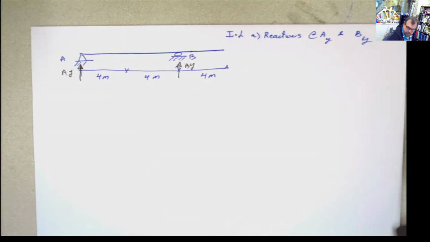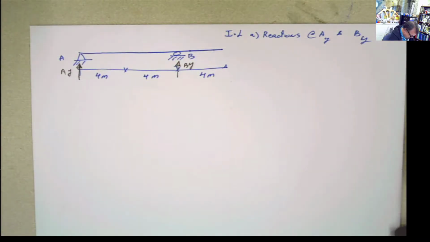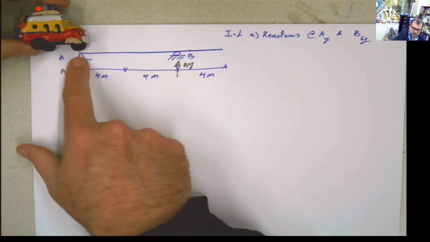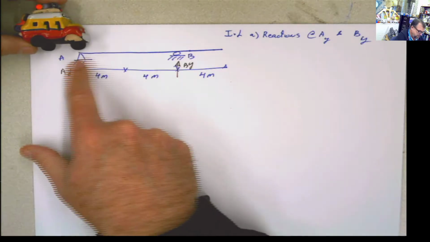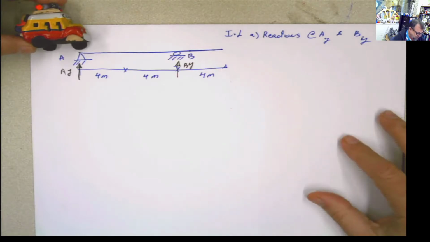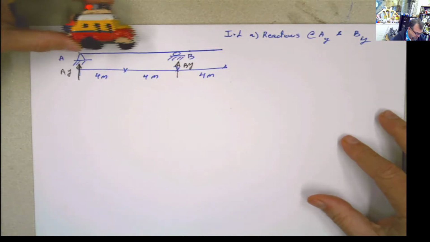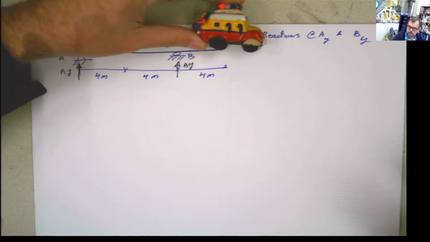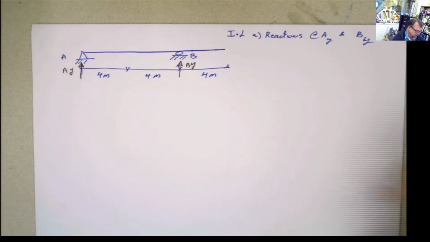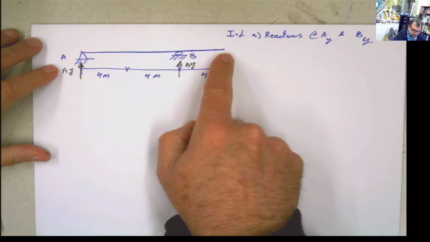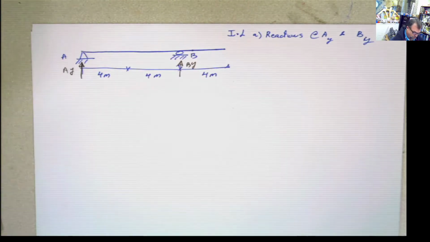So basically, what is going to happen in this beam is that you're going to have a moving load like that, and the moving load is going to change position. It goes from here to there, it's going to be moving, and we don't know where it's going to be.